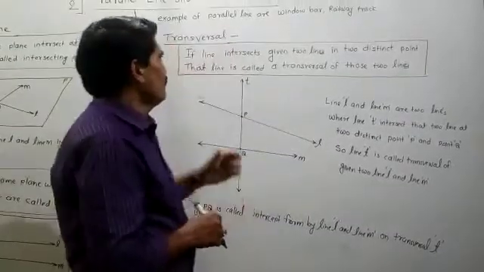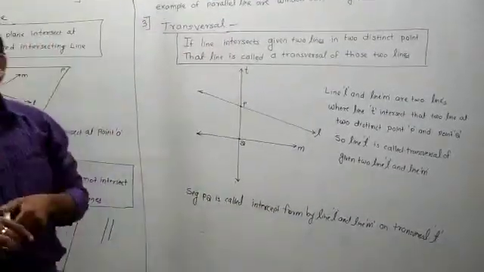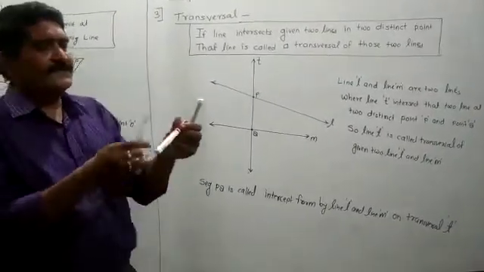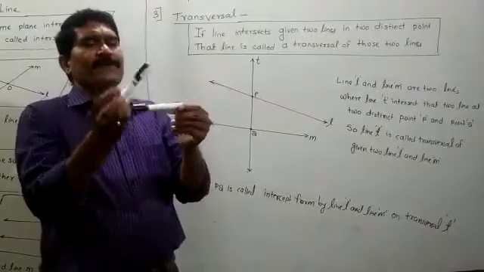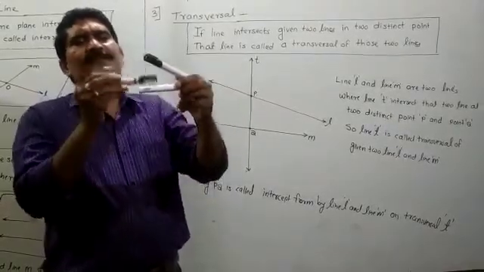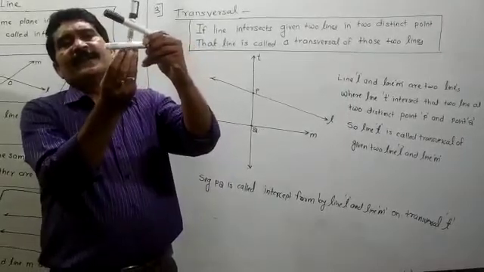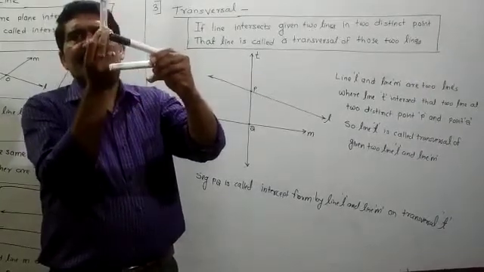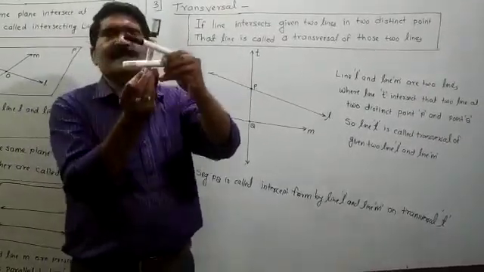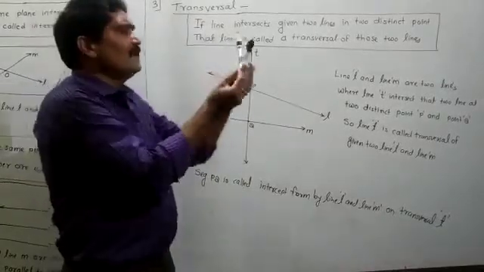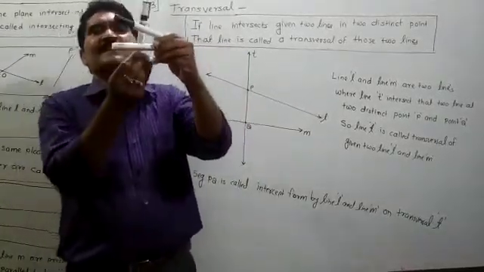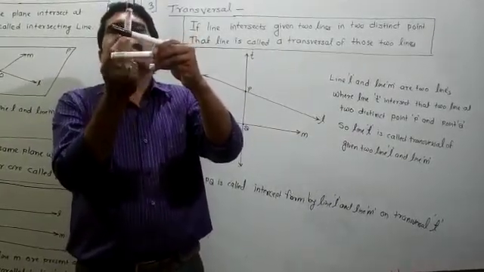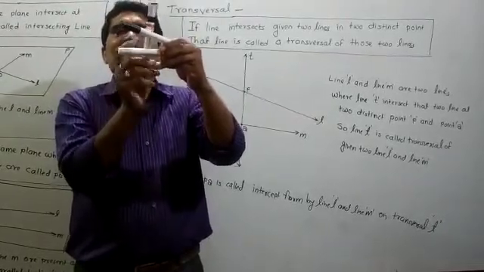Then you have to come to the next topic. What is the meaning of transversal? Transversal means, if these are two lines, and any third line intersects the given two lines at two distinct points, then this third line is called the transversal. The diagram is also like this only. These are the two lines, and this third line intersects the given two lines at two distinct points. At that time, this line is called the transversal.